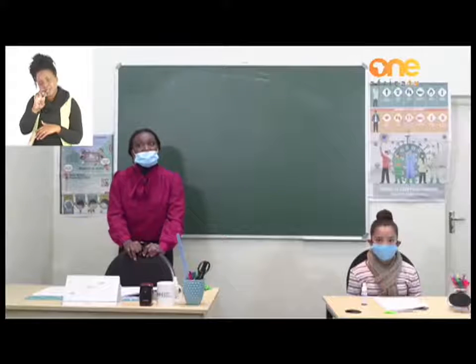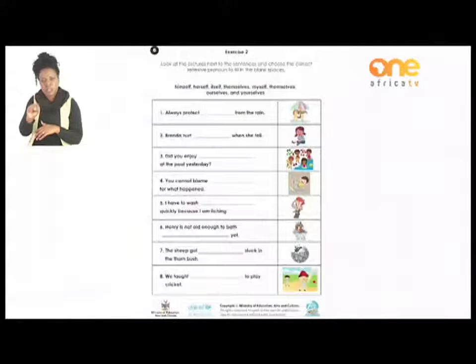On page 6, there is exercise 2. The instruction says, look at the pictures next to the sentences and choose the correct reflexive pronoun to fill in the blank spaces. Now remember, I said reflexive pronouns, they usually end with self and selves. Now you are going to look at the pictures and you are going to determine which reflexive pronoun will fit in the blank space. I'll do one example for you.